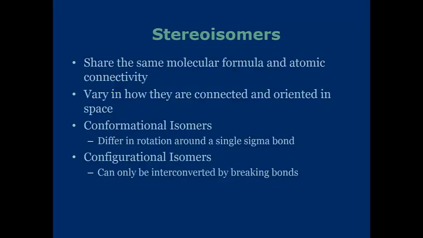Stereoisomers. These share the same molecular formula and atomic connectivity, but vary in how the groups are connected and oriented in space. There are conformational isomers, which differ in rotation around a single sigma bond, and configurational isomers, which can be interconverted only by breaking bonds.